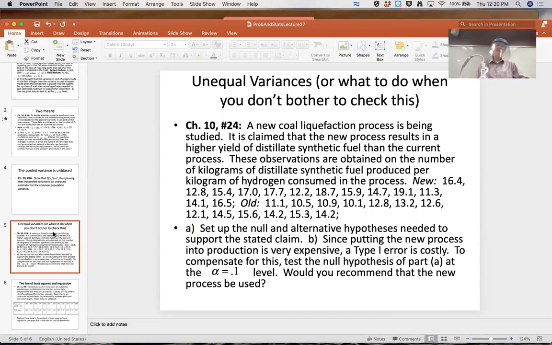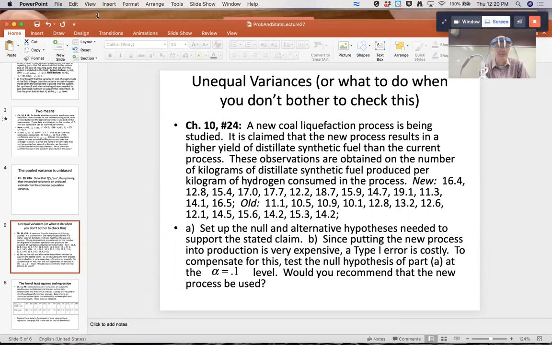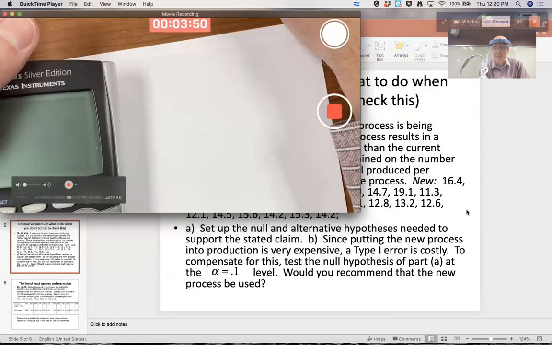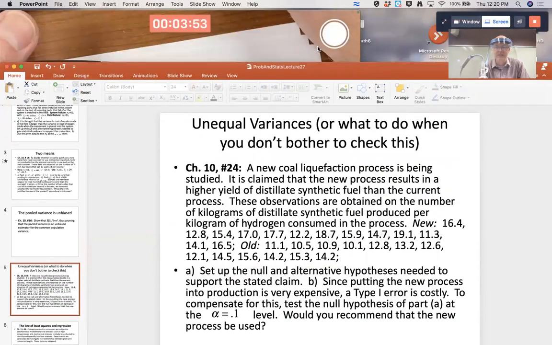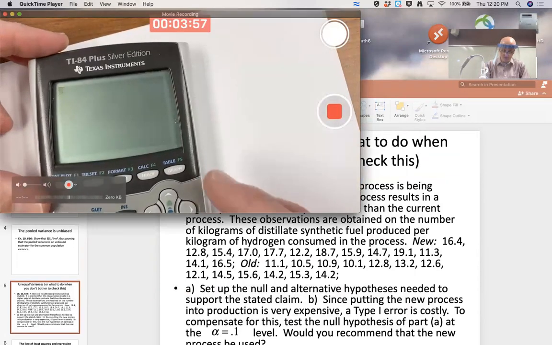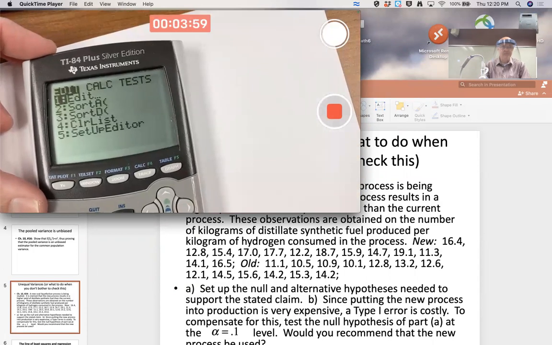Oh, and I was going to enter these in my calculator ahead of time, but I forgot to. So we're going to set up null and alternative hypotheses needed to support the stated claim that we think maybe the new one is better. Did they say that? It's being studied. Okay. It is claimed that it results in a higher yield. Sorry that I forgot to plug these numbers in; I plugged some numbers in a different problem ahead of time. So bear with me as I plug these numbers in my stat mode.